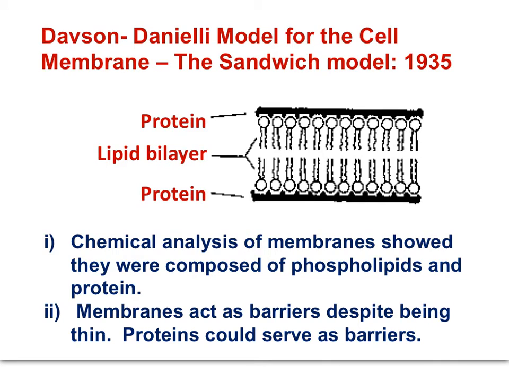The Davson-Danielli model of the membrane suggested that the basic structure was 2 layers of protein on either side of phospholipids, like a sandwich. Chemical analysis of membranes showed that they were composed of phospholipids and protein. So that evidence led them to this model.